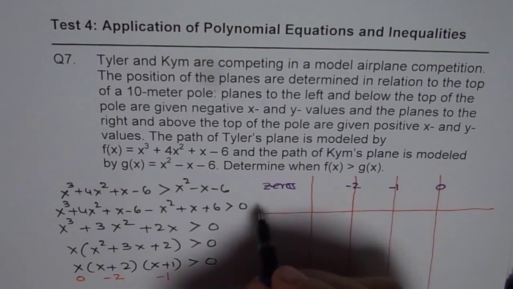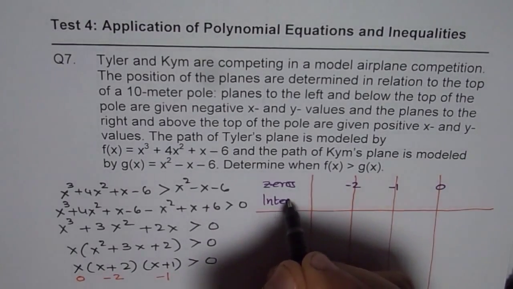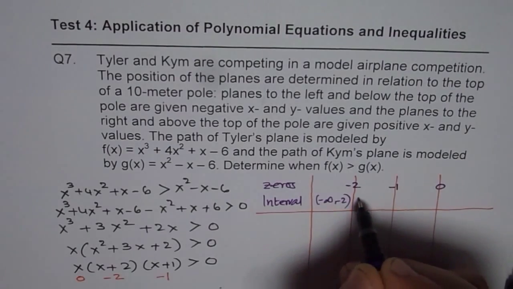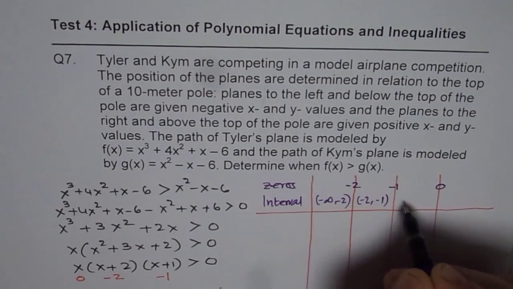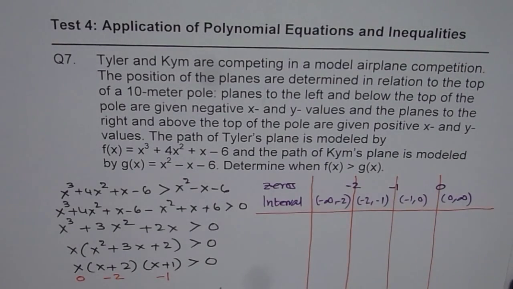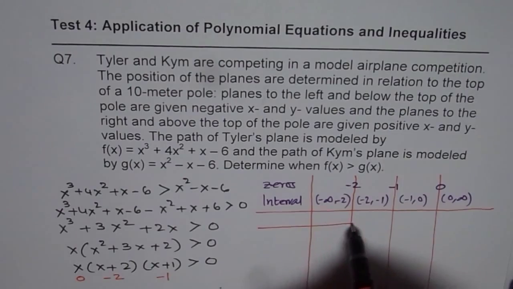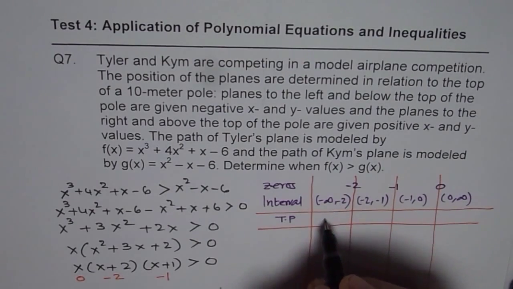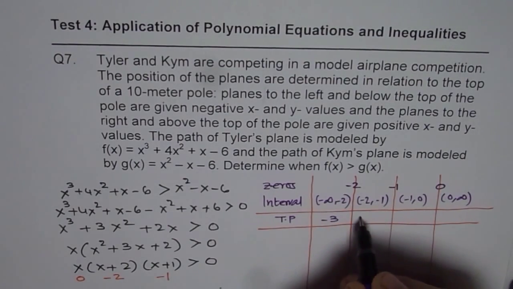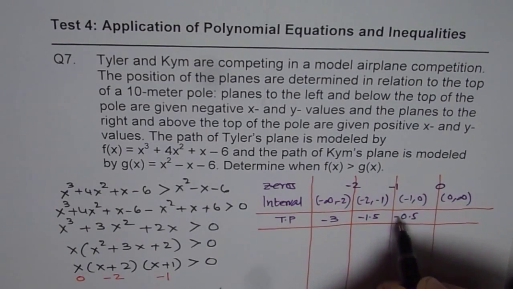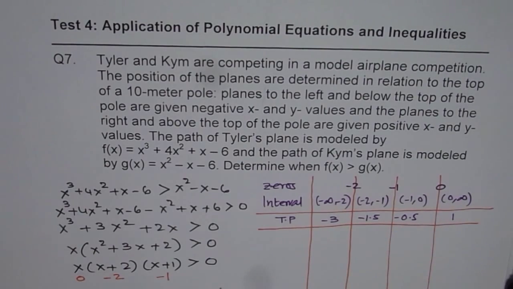Now when we have these zeros, what intervals are we looking into? The first interval is from minus infinity to minus 2, then from minus 2 to minus 1, minus 1 to 0, and from 0 to infinity. Now it's a good idea to take a test point in each interval. So let us take test points in each interval. Between minus infinity and minus 2, the test point could be minus 3. Here we could take minus 1.5. In this case, minus 0.5, and for the last, 1 is a good test point.